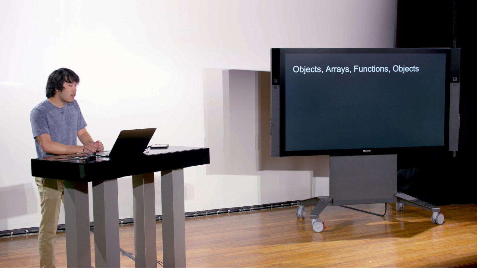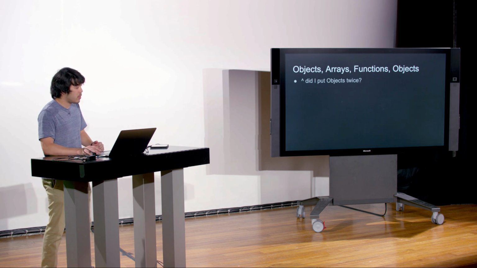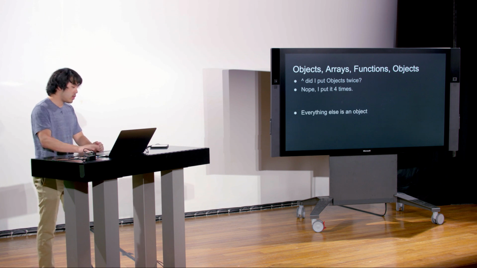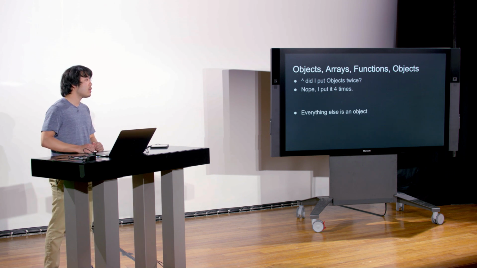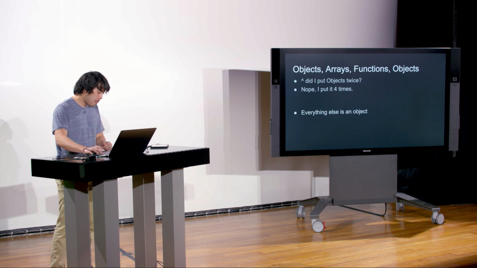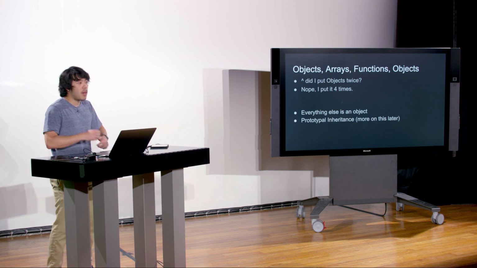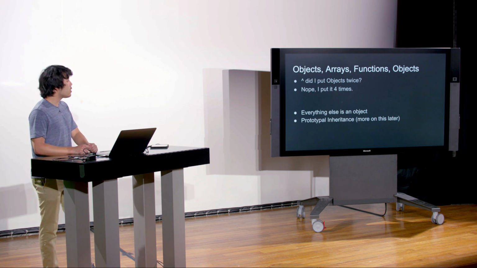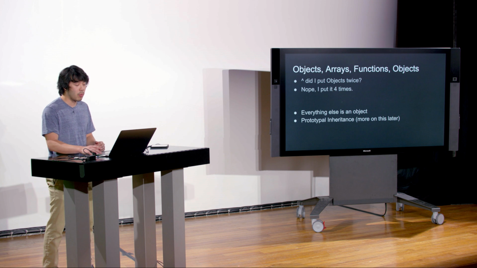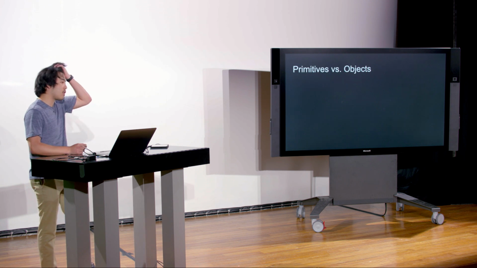Cool, so objects, arrays, functions, objects. It looks like I put objects twice there, but I actually put it four times. JavaScript has this weird thing where if it's not one of those primitive values, it's an object. We'll talk about something in a little bit called prototype inheritance, which talks about how these objects inherit from each other and how they work under the hood. But first, let's compare those two types.